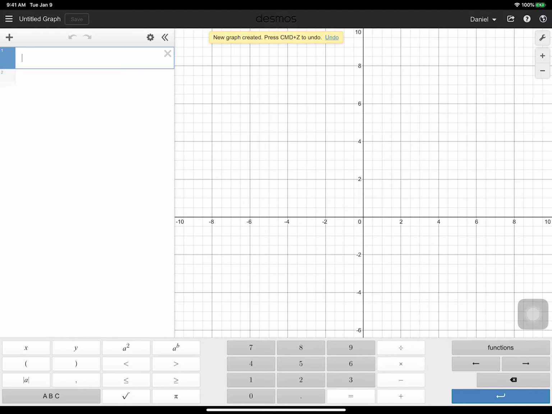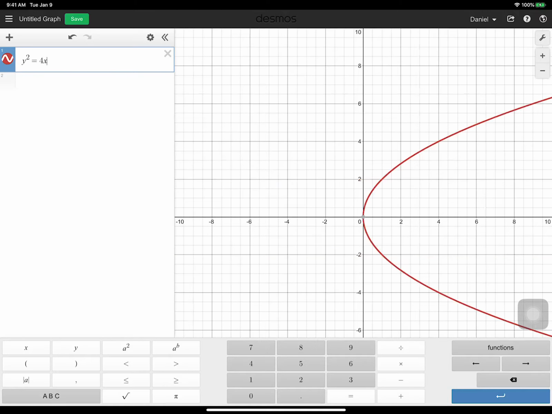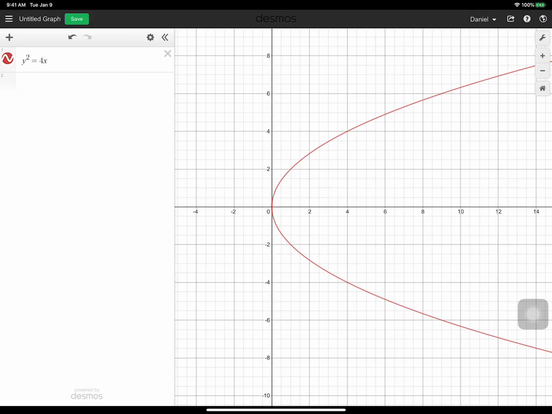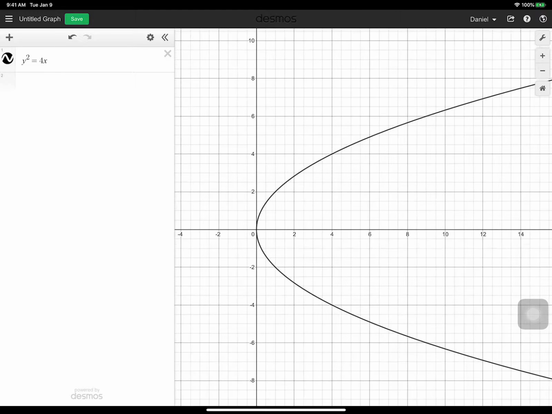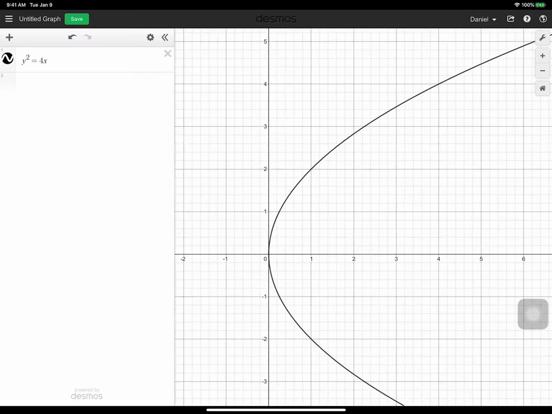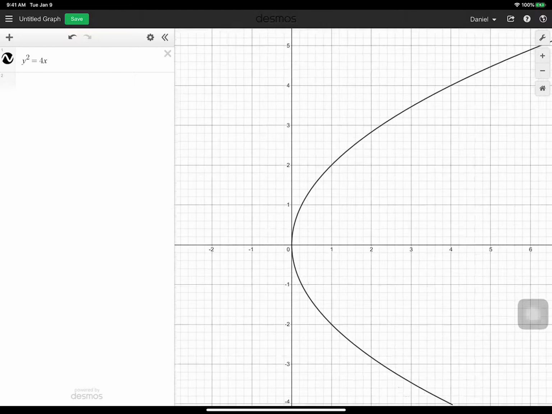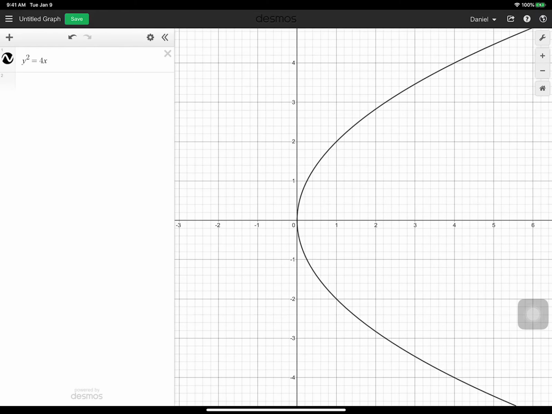Here we go. We got to put y squared equals 4x. Here's my relation here. And let's change the color. So if I go to settings, here we go. And let's remember y goes from 0 to 2. So I'm going to do this here.